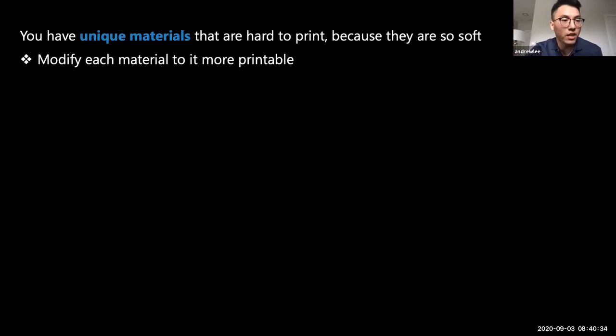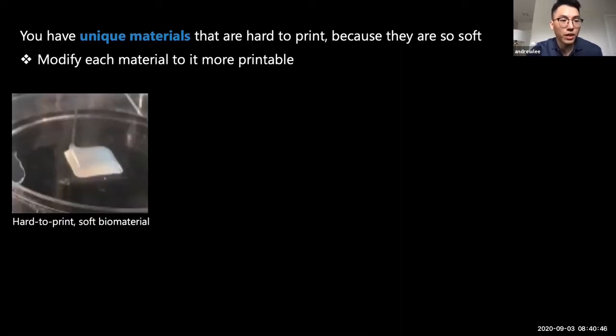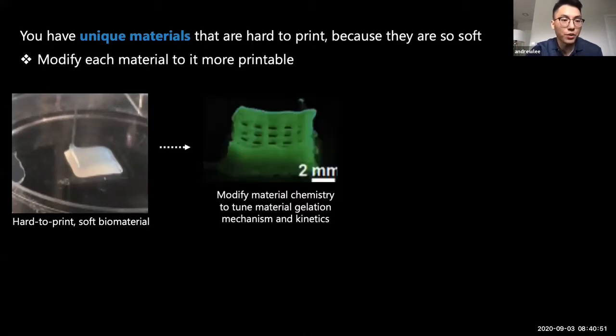And what we've done as a field in terms of leveraging bioprinting for regenerative medicine and tissue engineering purposes is that we have started to modify each material to make it more printable. So you can imagine you start with something that is hard to print, a soft biomaterial. You might think about modifying the material chemistry to tune its gelation mechanism and kinetics so that the moment it gets deposited onto a platform, it rapidly solidifies. This can be achieved using a UV cross-linkable material where you shine a UV light right after you print the material onto a platform.